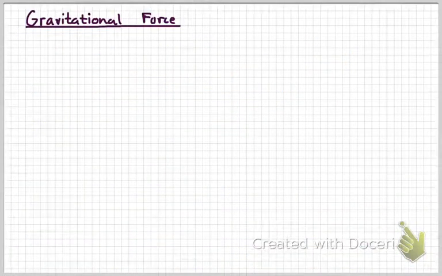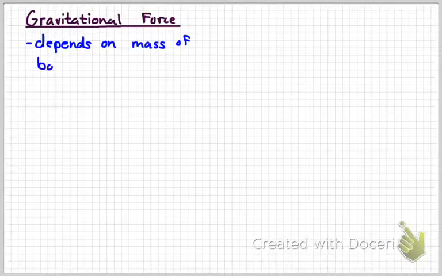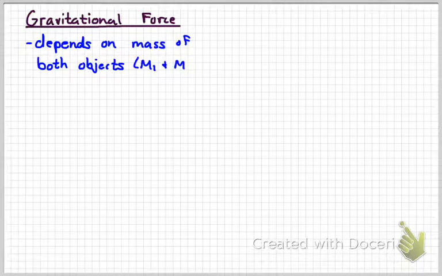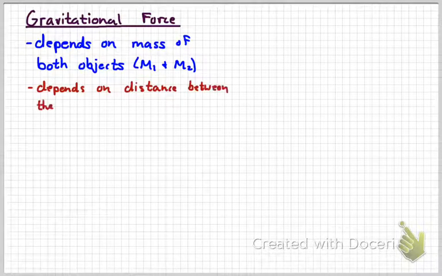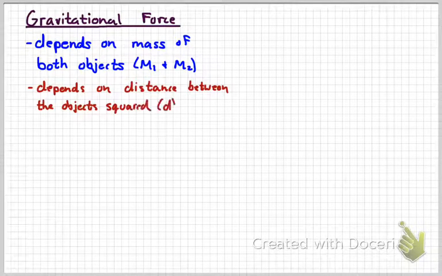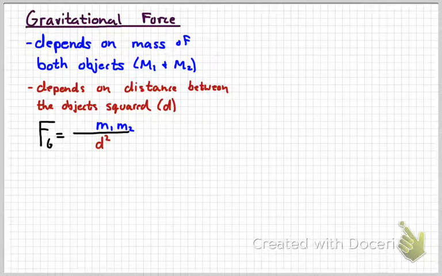So the actual size of the gravitational force depends on two things. Number one, it depends on the mass of both objects. In equation form, we'll call that m1 and m2. It also depends on the distance between the two objects squared. We'll call the distance d. So we can write an equation like this. We can say that the force of gravity between two objects is the product of the masses, m1 times m2 on top, over the distance between them squared. So remember, distance getting bigger makes the force of gravity smaller.